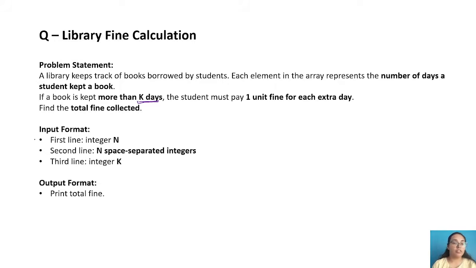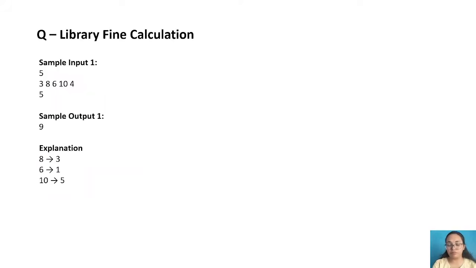Now let's talk about the input format. In the first line you will have integer n, which represents the size of the array. In the second line you will have n space separated integers, and in the third line you will have integer k, which represents the number of days they can keep the book. Once that is done, in the output format you have to print the total fine.